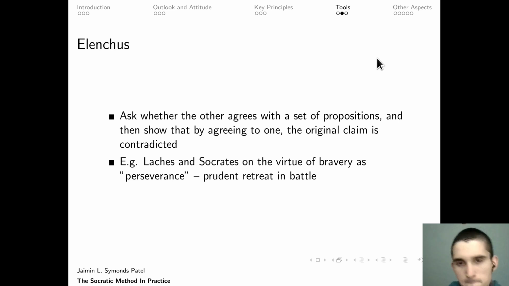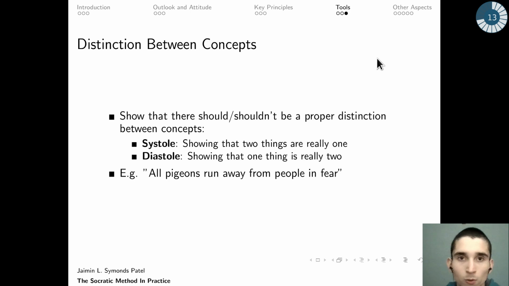of the original claim. Okay, so the next tool we have, the final tool we have, is distinction between concepts. This is the idea of a systole and diastole, showing that two things are one or one thing is actually two. An example is if I said all pigeons run away from people in fear. If you live in central London, you can then say to me, well, that's just not true. Have you gone to central London? These pigeons are fearless. No matter what happens, they just continue eating whatever they're eating on the pavement. And I will say, yeah, that's perfectly true.